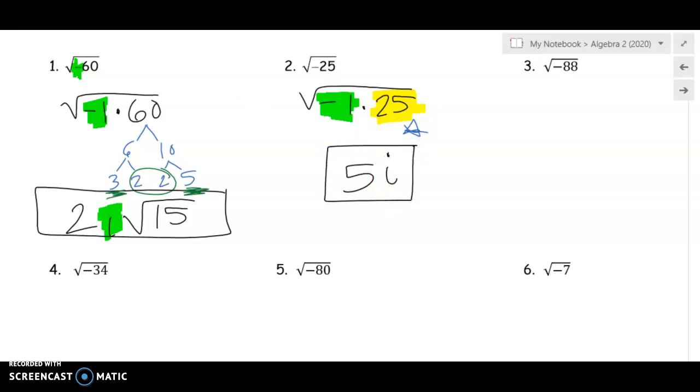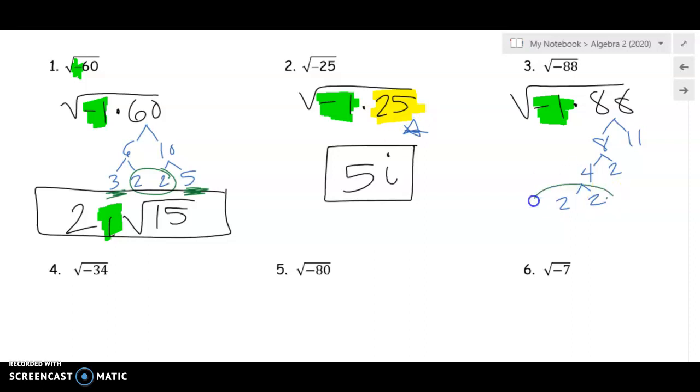So I have 5i. The next one, square root of negative 88. Let's pull out the negative 1, and I have 88. I'll deal with this negative 1 in just a little bit. Let's do my factor tree. What multiplies to 88? The first thing that comes to my mind is 8 times 11. What multiplies to 8? 4 times 2. I can keep branching on the 4. That's 2 times 2. 2 is as low as it can go, and 11 is a prime number, so 11 is as low as it can go.